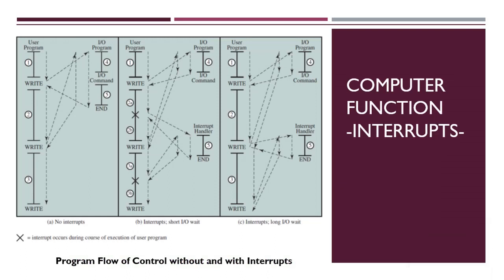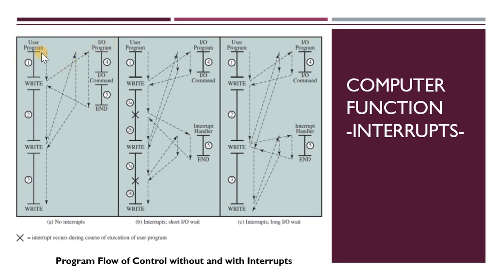This is the program flow of control without and with interrupts. If you see here, there is a difference between the three diagrams. Diagram A has no interrupts, diagram B has interrupts but a short input-output wait, while diagram C has interrupts but a long input-output wait. So we look at diagram A first. This is the user program, and this is the input-output program.